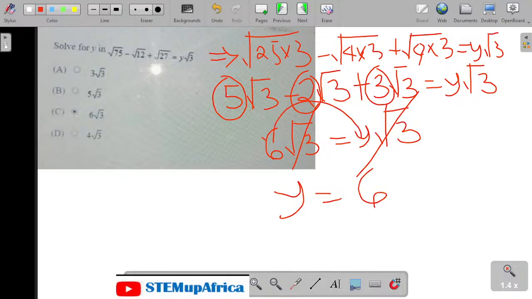Or compare both of them. So the answer is 6. The answer is supposed to be 6, not 6 root 3, because we were asked to find y. So we're having 6. You can still take it, but the answer is 6, not 6 root 3.